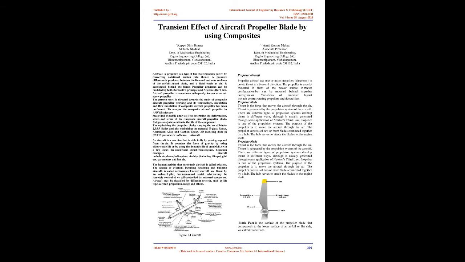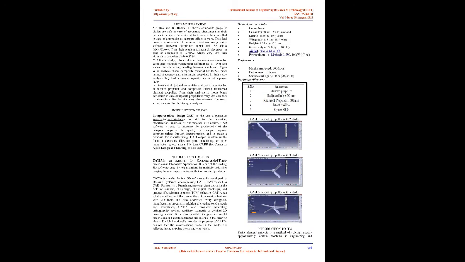Crewed aircraft are flown by an onboard pilot, but unmanned aerial vehicles may be remotely controlled or self-controlled by onboard computers. Aircraft may be classified by different criteria, such as lift type, aircraft propulsion, usage, and others. Related image. Figure 1.1 Aircraft.